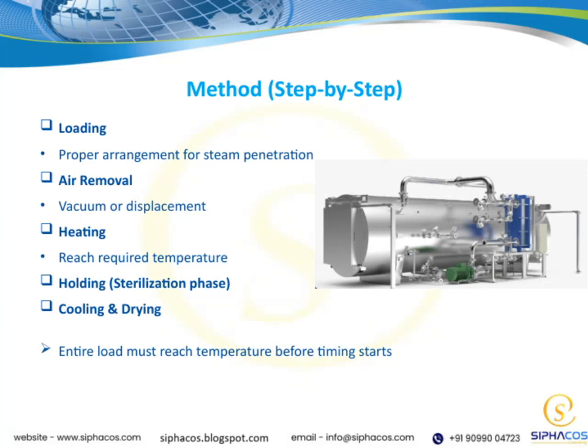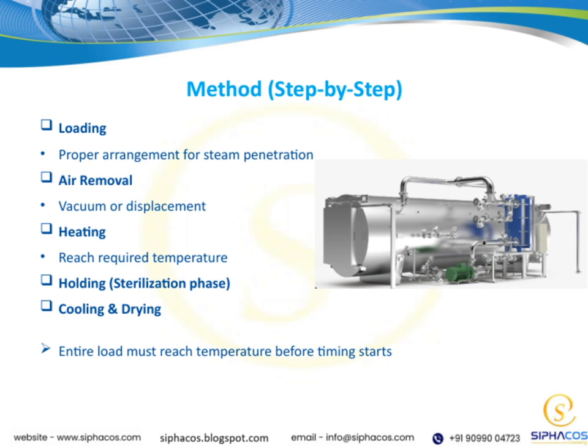All right, let's walk through the step-by-step method for sterilization. First, loading is crucial. You want to ensure items are placed properly so steam can penetrate effectively. Proper arrangement means no overlapping or blocking of airflow, which helps achieve uniform sterilization. Next, we move to air removal. It's essential to get rid of air pockets, either through vacuum or displacement, to allow the steam to contact all surfaces thoroughly. Once the air is out, we proceed to heating.